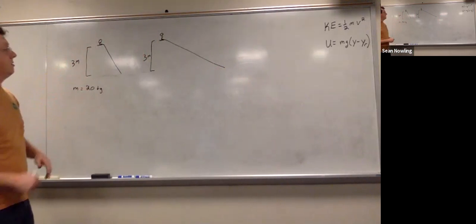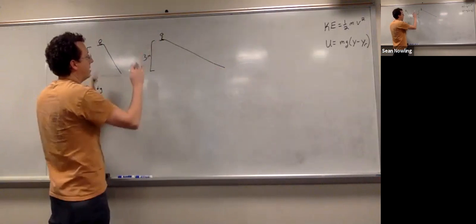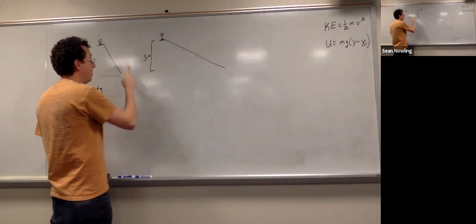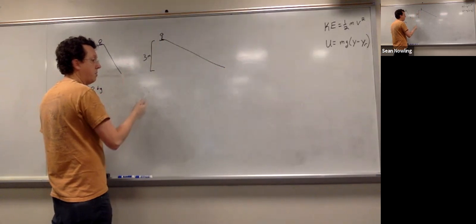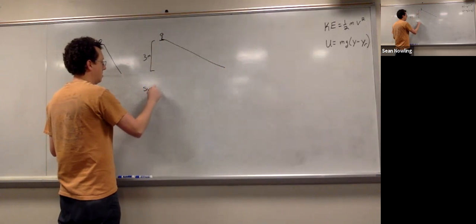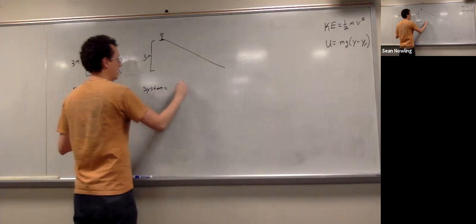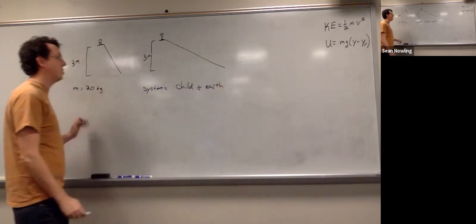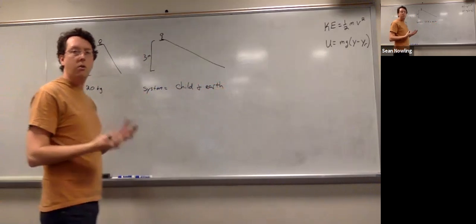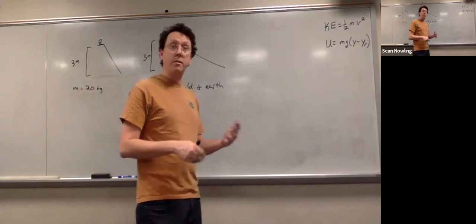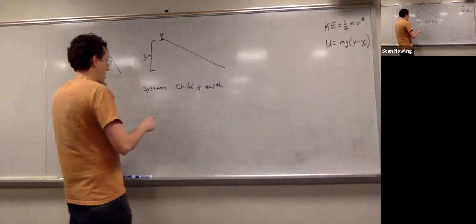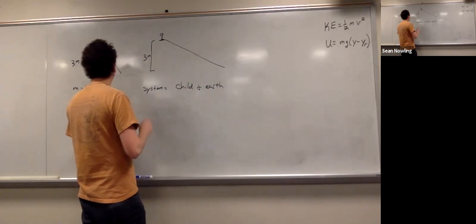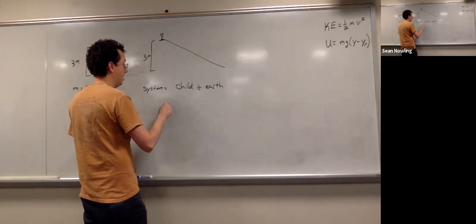Okay, so let's do that. In both cases, we can handle them the same way. So I'm going to make my system be the child and the earth. So gravity is going to be part of the system. If the system is the child and earth, I have to write down all the forms of energy that are relevant for the child and earth. So we have kinetic energy of the child, and we have potential energy due to the gravitational interactions.